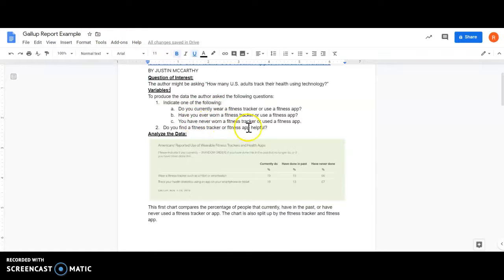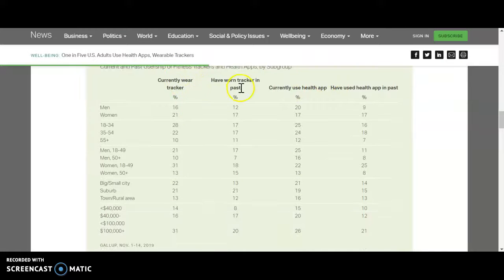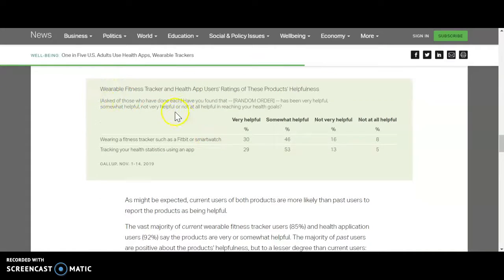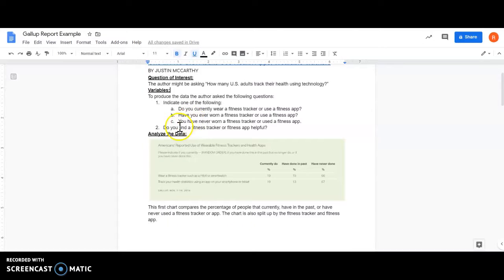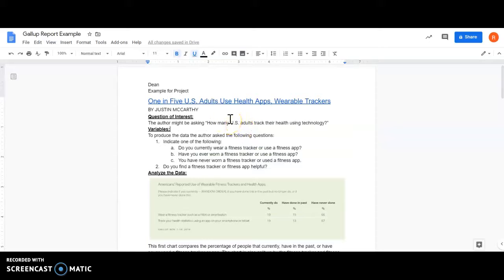Have you ever worn? Have you never worn? And then the second question they ask, because I can keep on going through here, and this is that same idea. Currently have worn, currently have worn. But then the second question is, do you find it helpful? And so I went ahead and wrote, do you find the fitness tracker or fitness app helpful? So that's all you need to do for the variables, just pulling it from there.